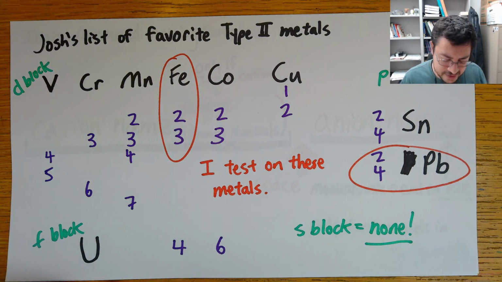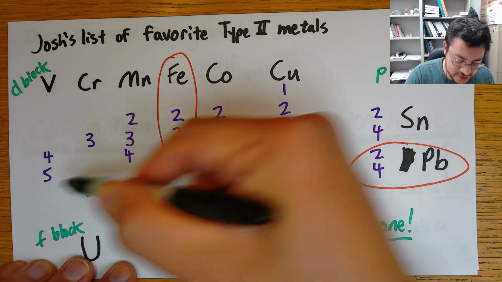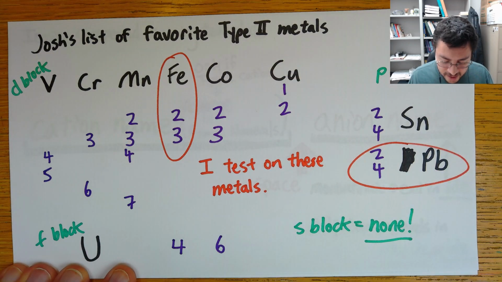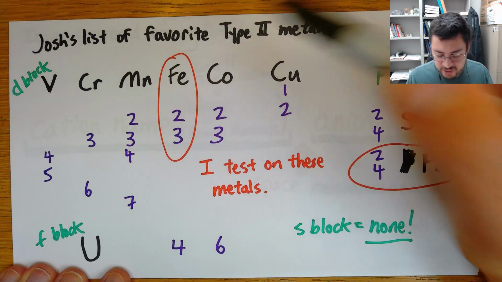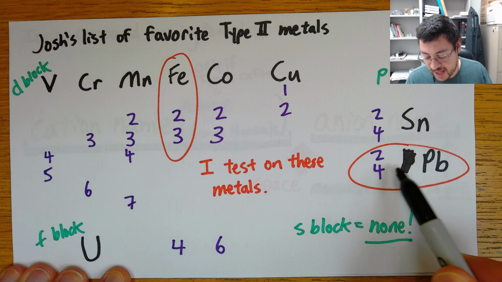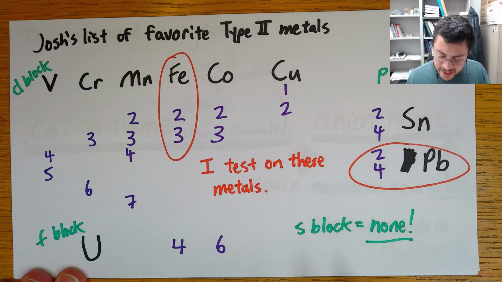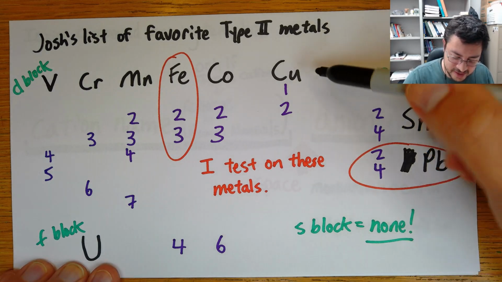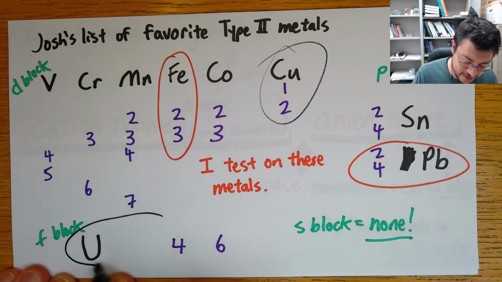But just kind of as a summary, here's the list of my favorite type 2 metals. And I wrote the possible plus charges out here in purple. The two I test on the most often would be iron, being a 2+ or 3+, and lead as a 2+ or 4+. Occasionally, if I'm not pressed for time in a semester, I might throw copper and uranium on those tests.